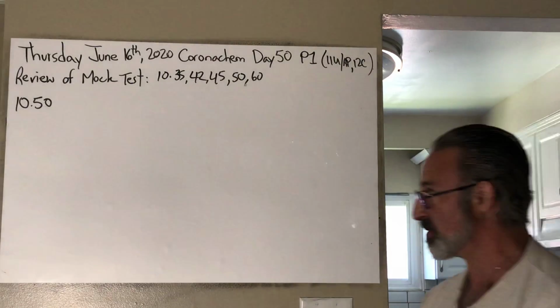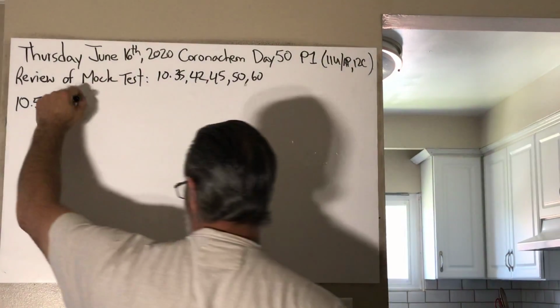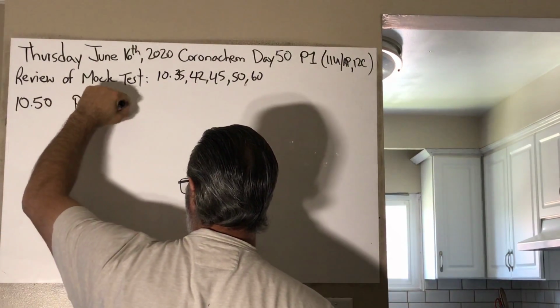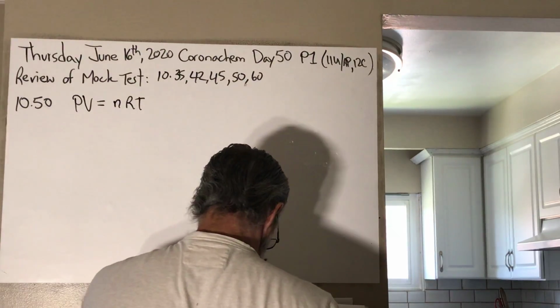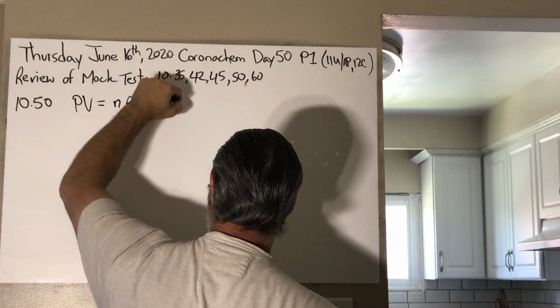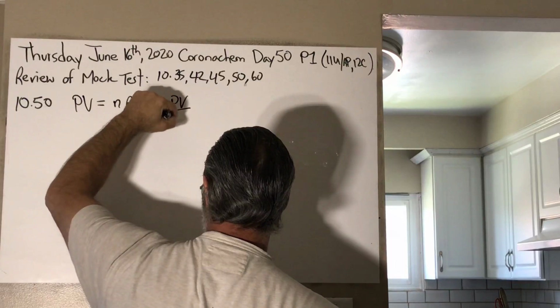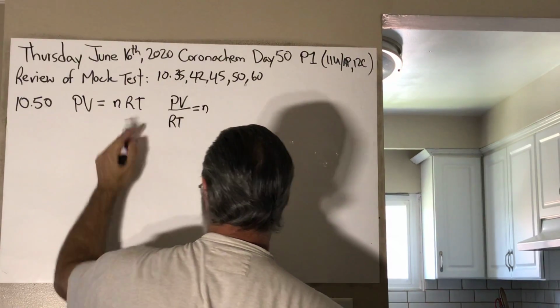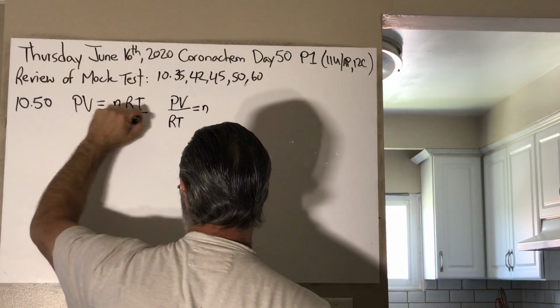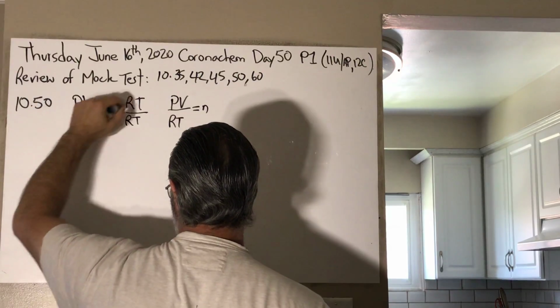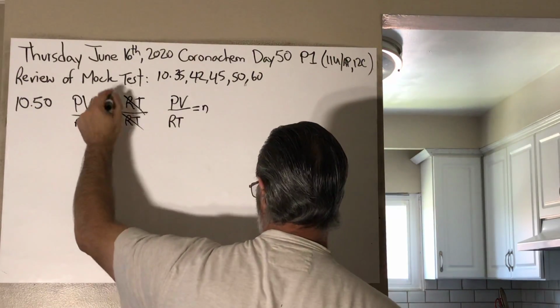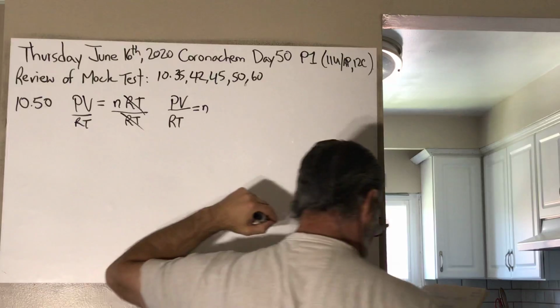So we're going to start with PV equals nRT. And we're going to rearrange the equation to solve for the amount of moles. PV over RT is going to give you n. So if I divide both sides by RT, that's how I get that. RT's cancel, and you get n equals PV over RT.